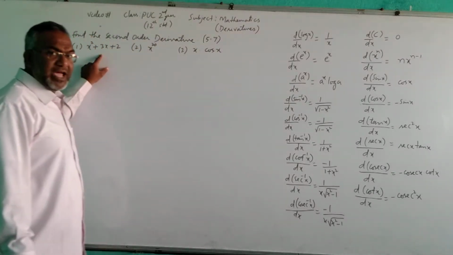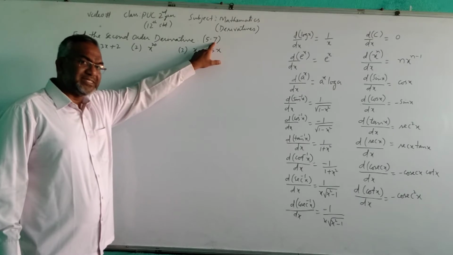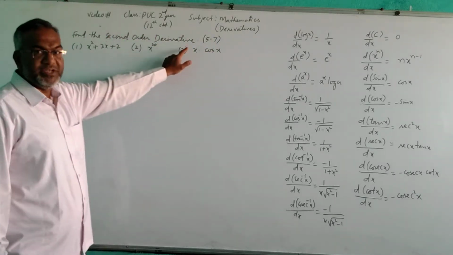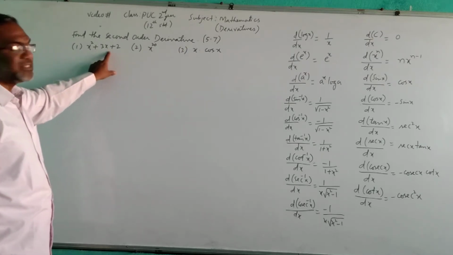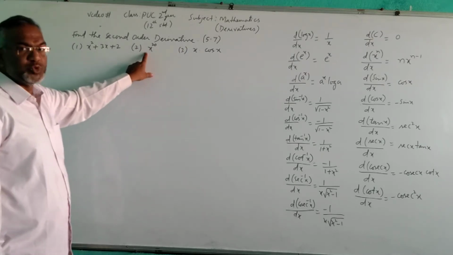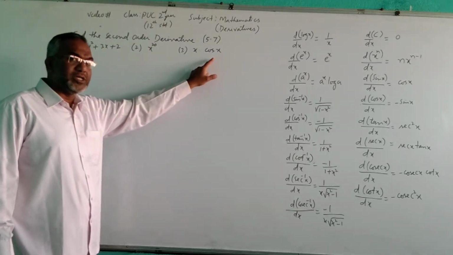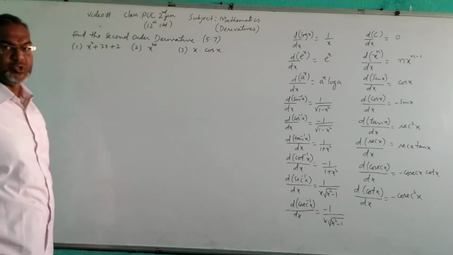So questions are given. I have written some questions from exercise 5.7 in your textbook. Find the second order derivative. This is the main question. Question number 1, x square plus 3x plus 2. Question number 2, x to the power of 20. Question number 3, x into cos x. Right?